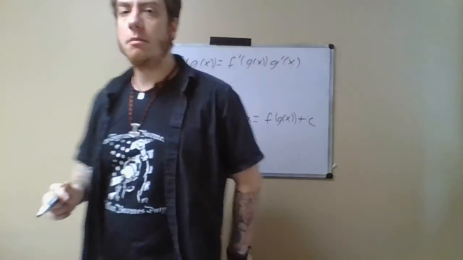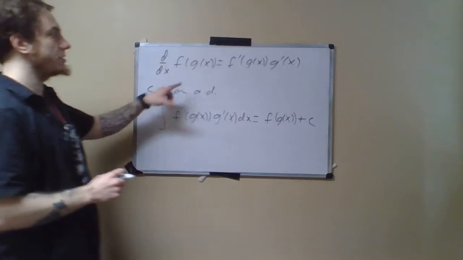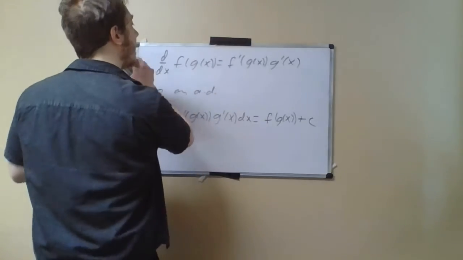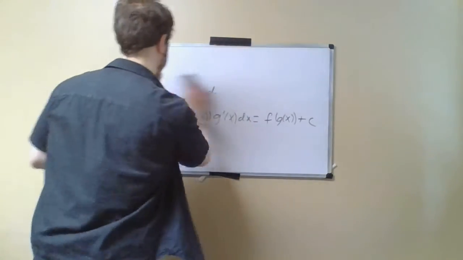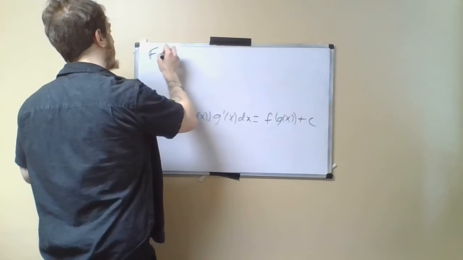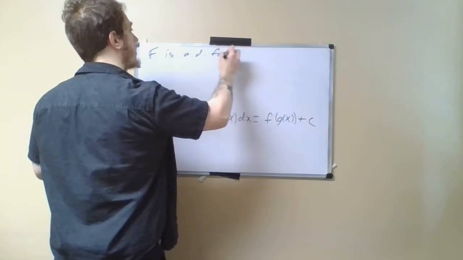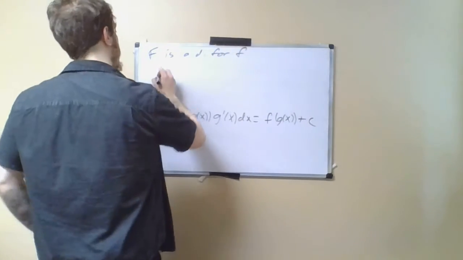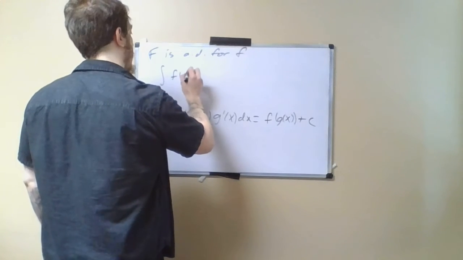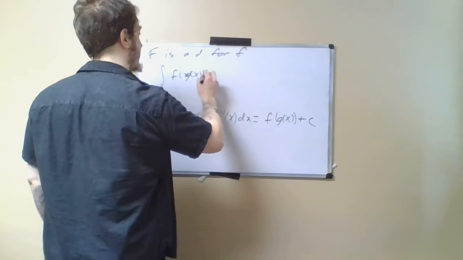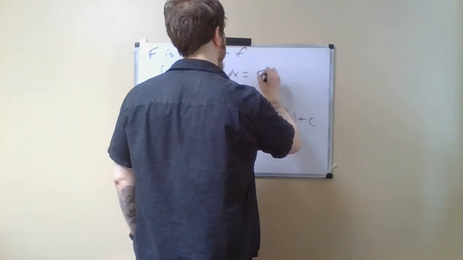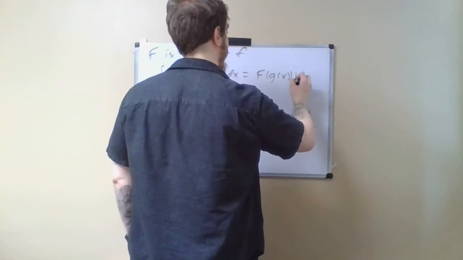But there's a little bit of an easier way to write this out, an easier way to think about this maybe, when we're trying to find antiderivatives. And that is, let's suppose that capital F is an antiderivative for little f, then the integral of f of g of x times g prime of x dx is equal to capital F composed with g of x plus c.